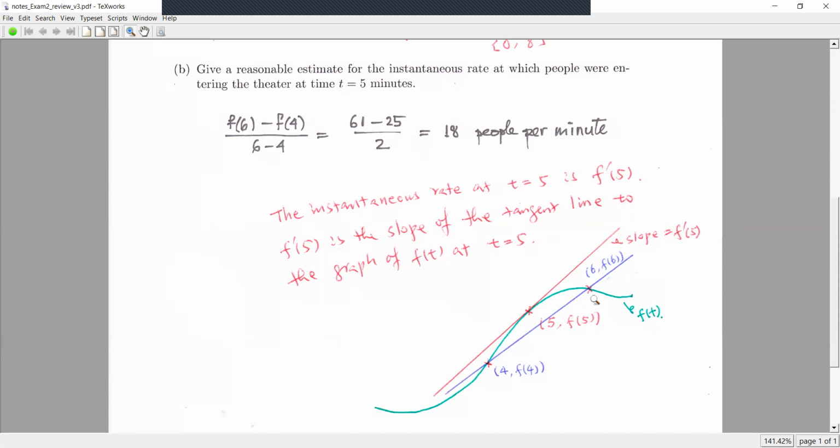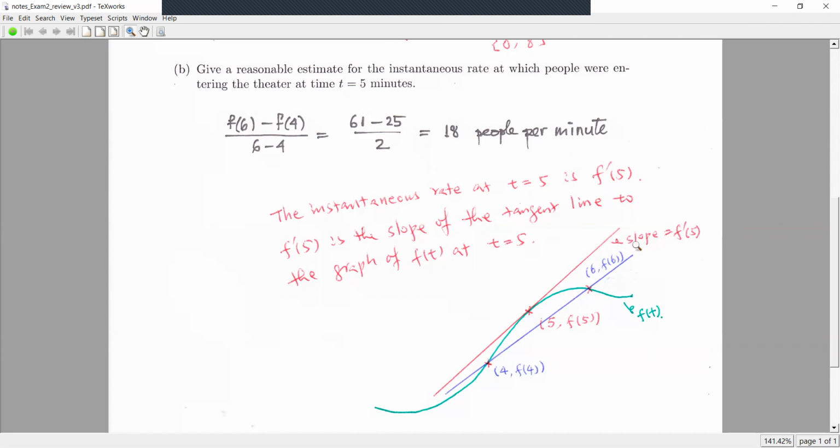Suppose this green curve is the graph of function f. Suppose this point is the point on the graph corresponding to time t is 5. At this point, draw a tangent line. Then the slope of this tangent line is the derivative of f at 5.